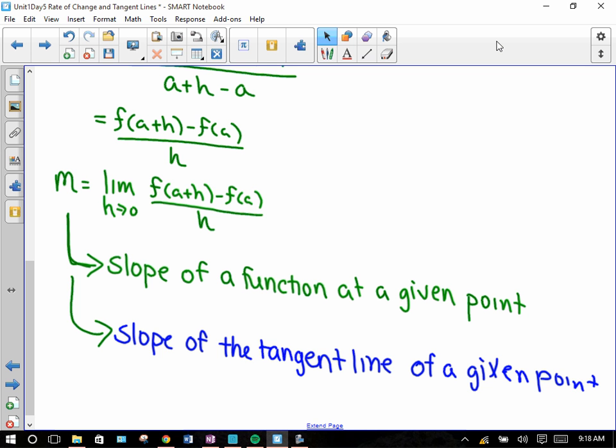So what we're going to do is one example of this, and then we are going to look at, again, how to do it on your calculator, so you can check your answers. And then after that, we are going to look at how this applies in finding the equations of tangent lines and normal lines.